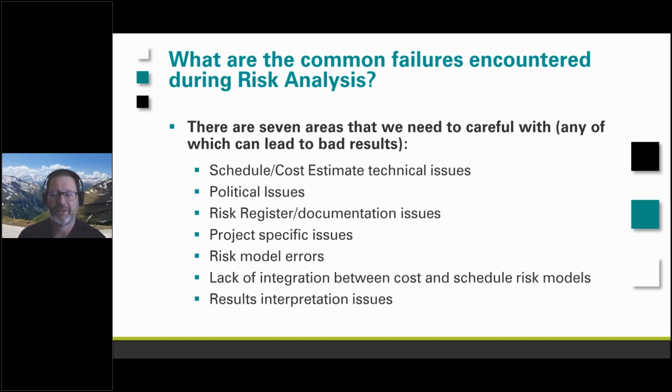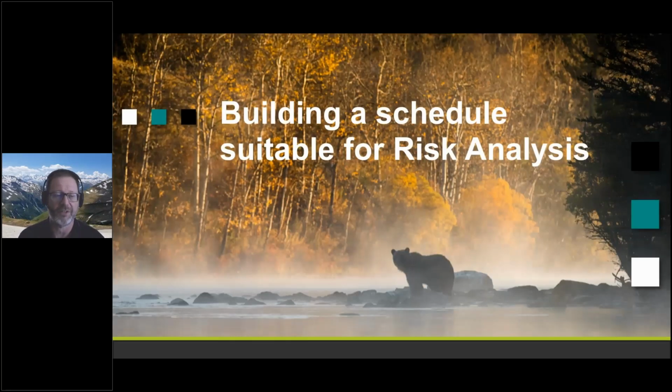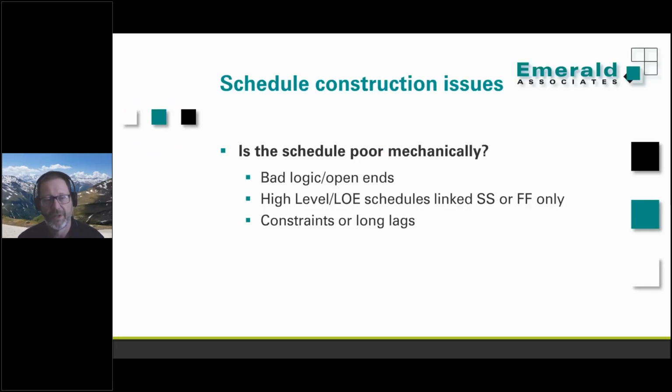Some of those I won't have time to talk about today, so I'm going to focus on some of the key ones. I won't be able to go through all 7. But the first one is building a schedule suitable for risk analysis. And the same thing goes for a cost model as well. But let's talk about schedule. Is the schedule poor mechanically? Does it have bad logic? Does it have open ends? Does it have high-level information that's much too high level to be able to assign any risks to? Does it have large numbers of constraints or lags?